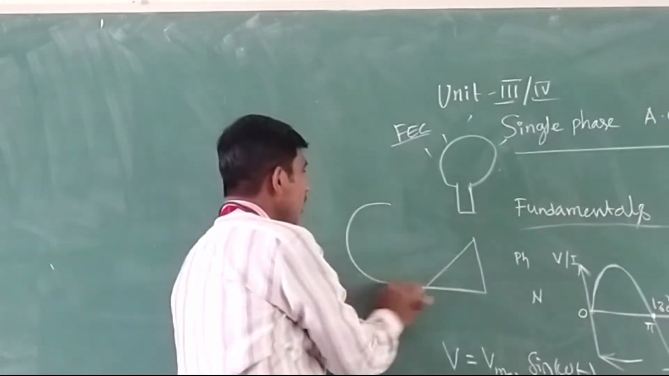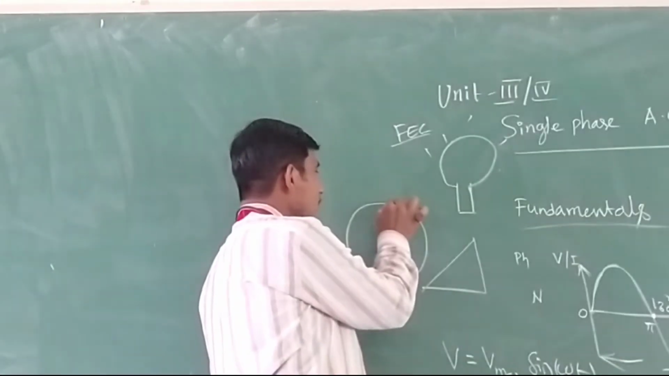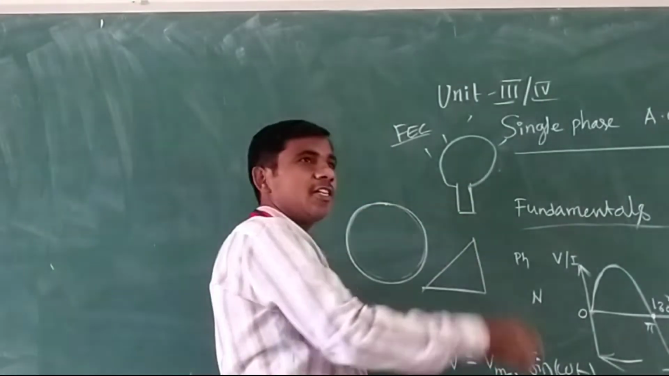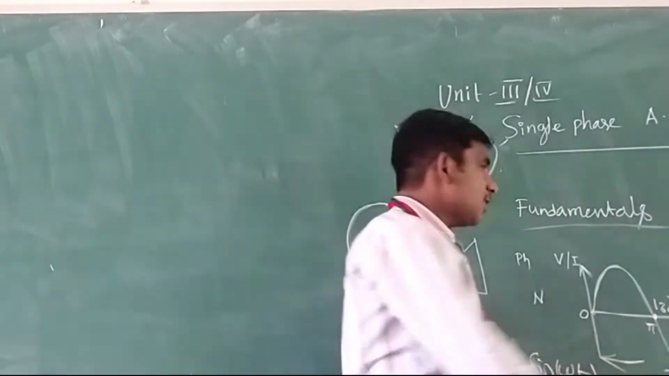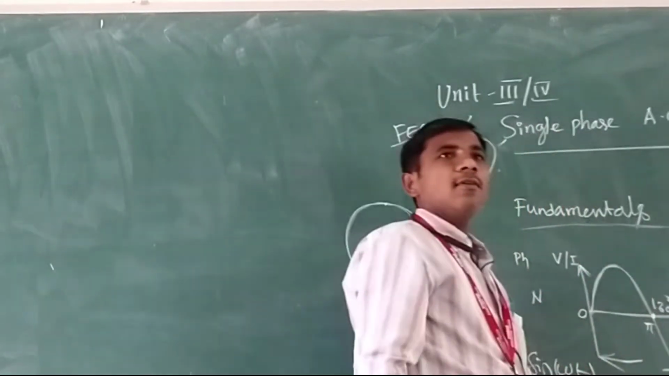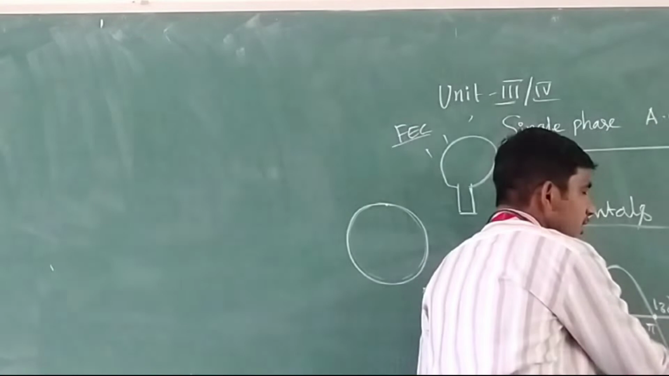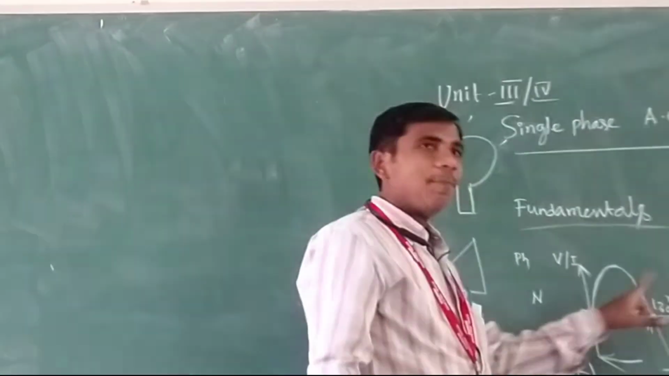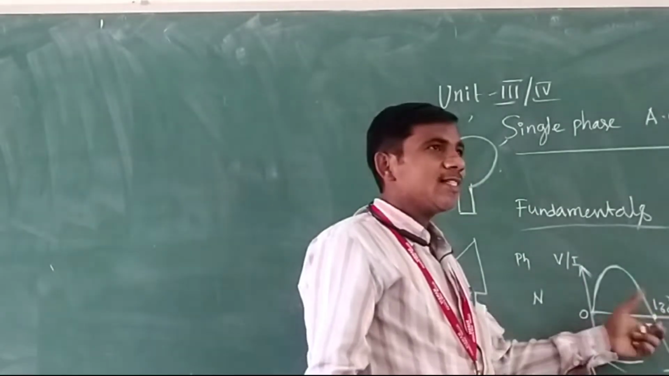A full cycle consists of how many degrees? 360 degrees. When you start from here, again it will reach 360 degrees. Similarly, a half cycle consists of 180 degrees. One full cycle consists of 360 degrees. We can write 2 pi, it is 360. We are discussing sinusoidal signal representation. We are following a sinusoidal signal.